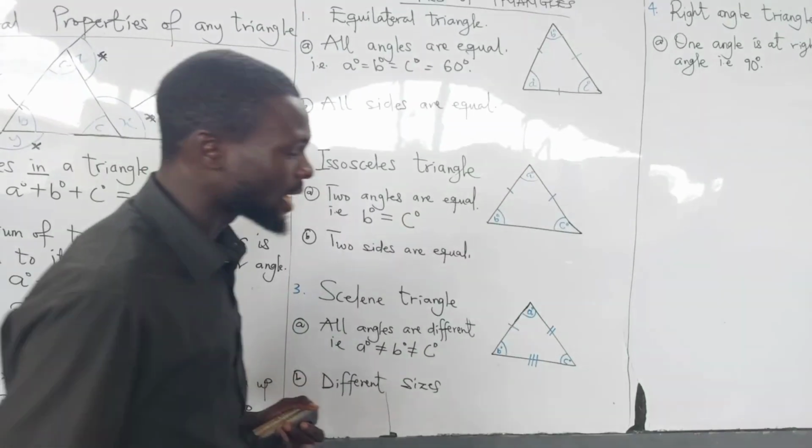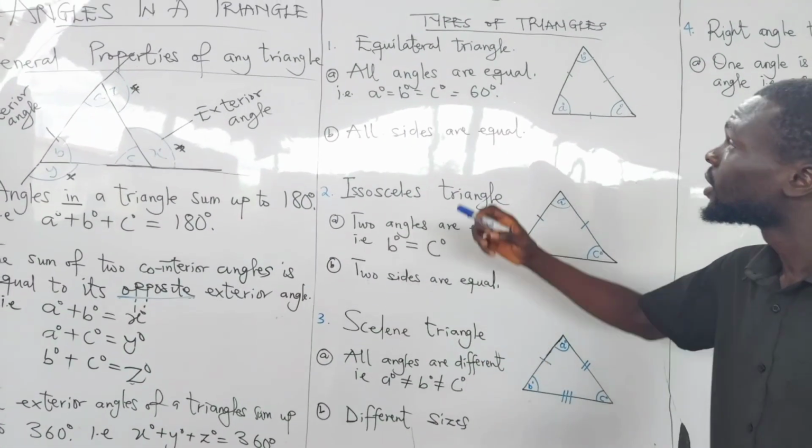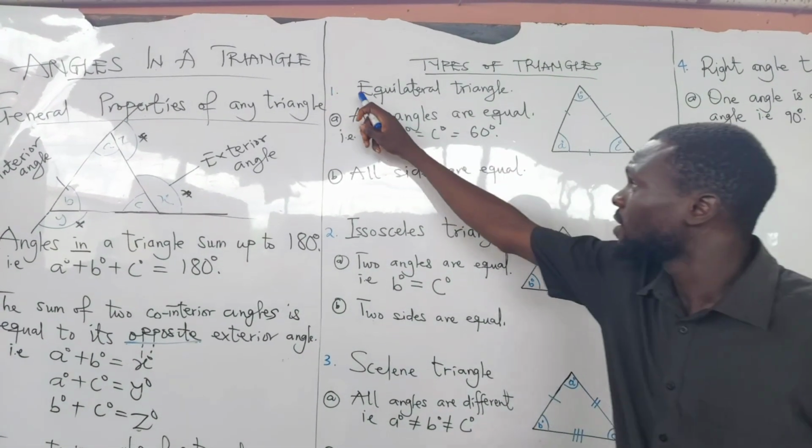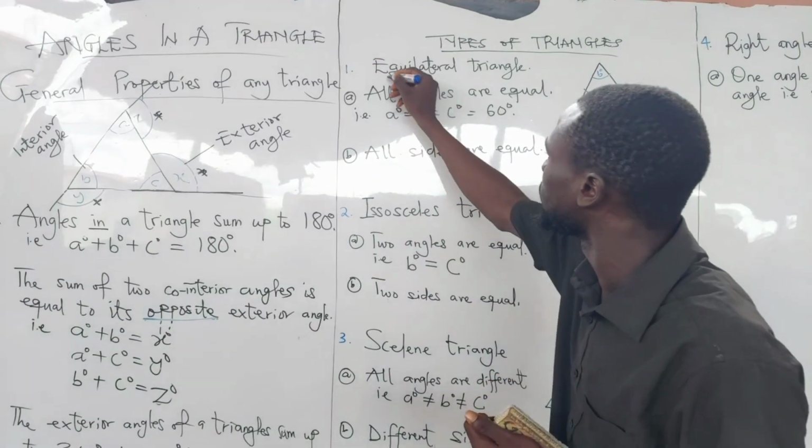Now with the types of triangles, we have the first one, the equilateral triangle.